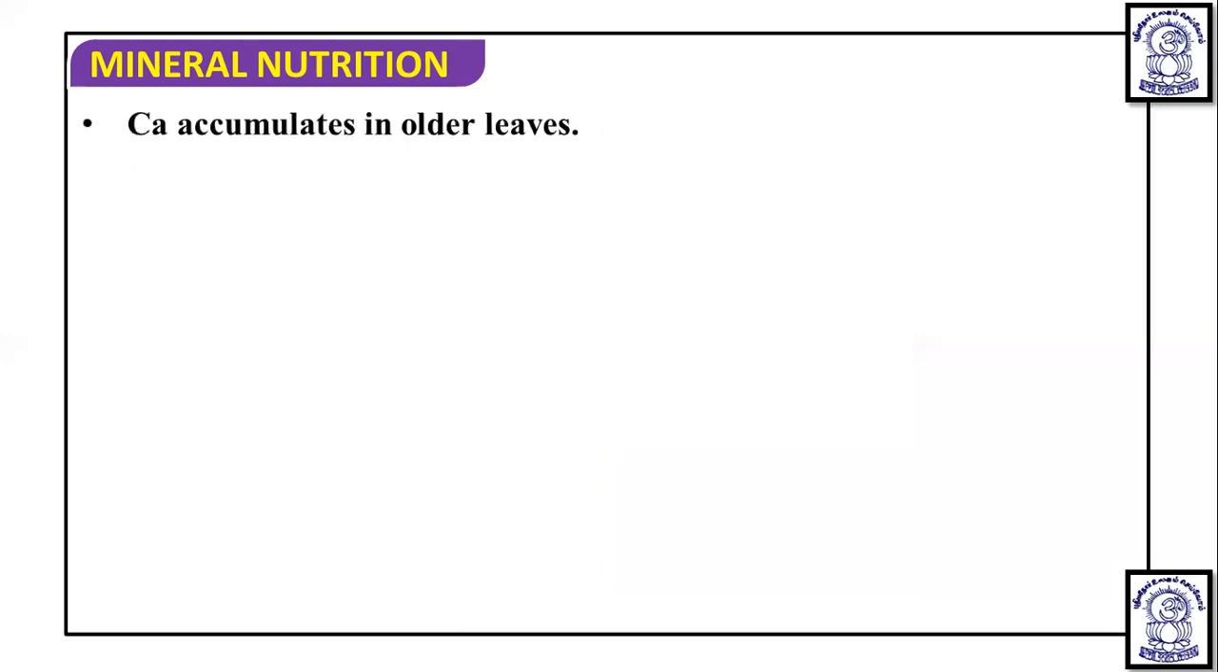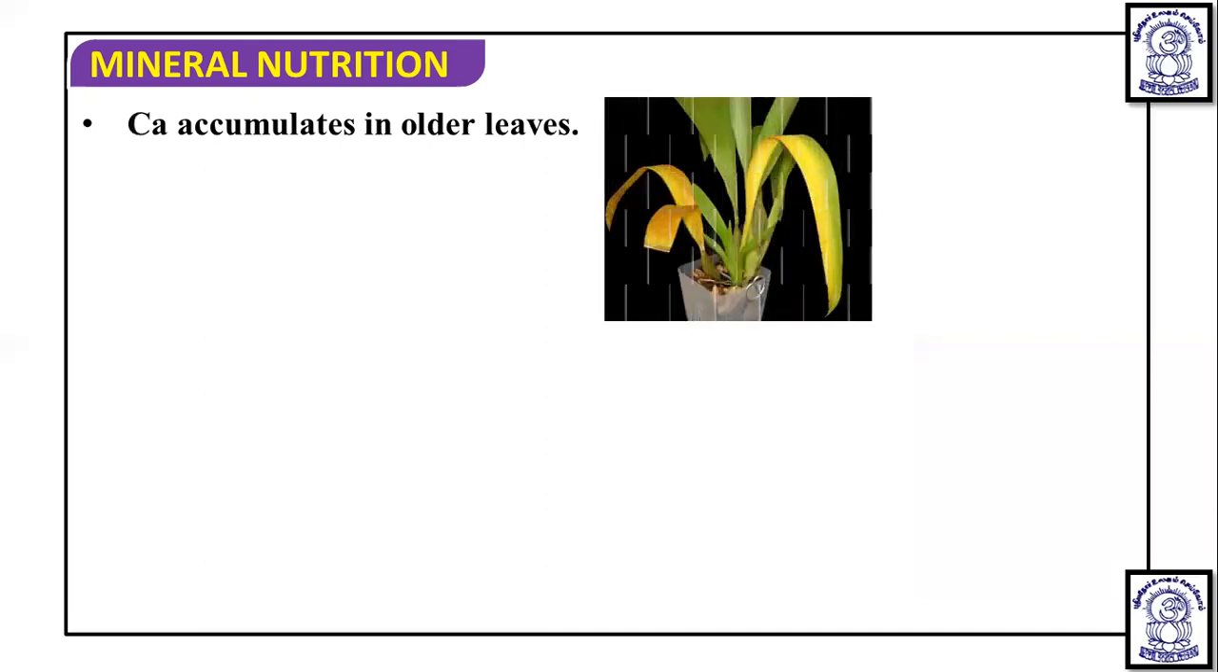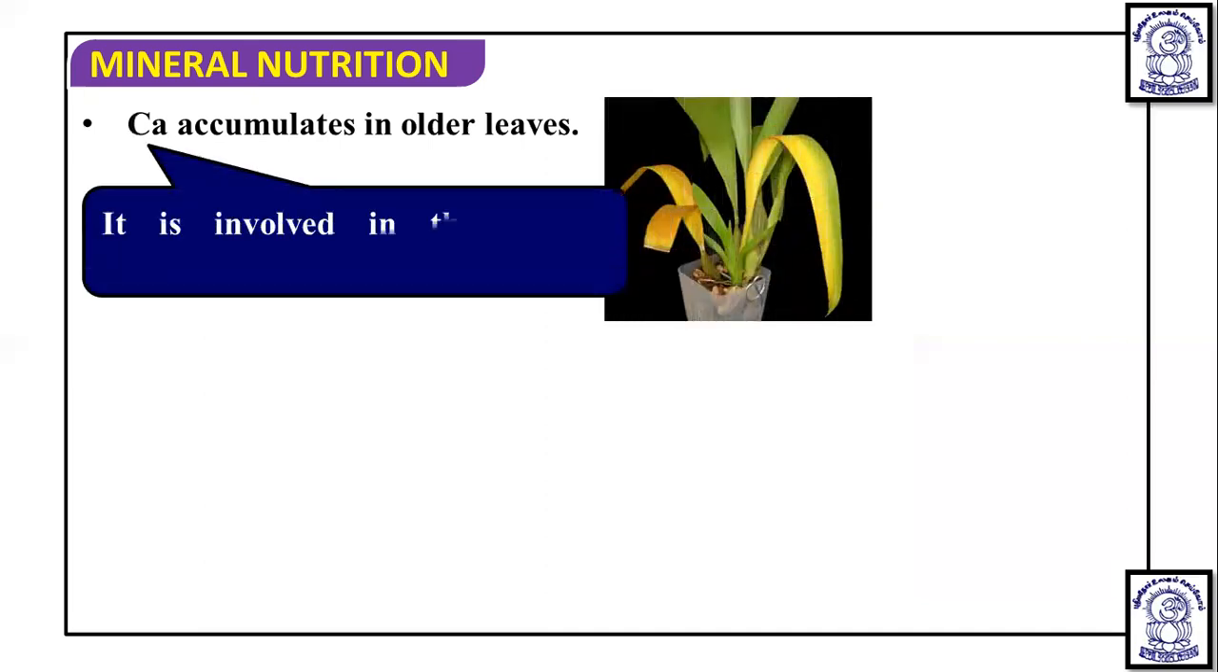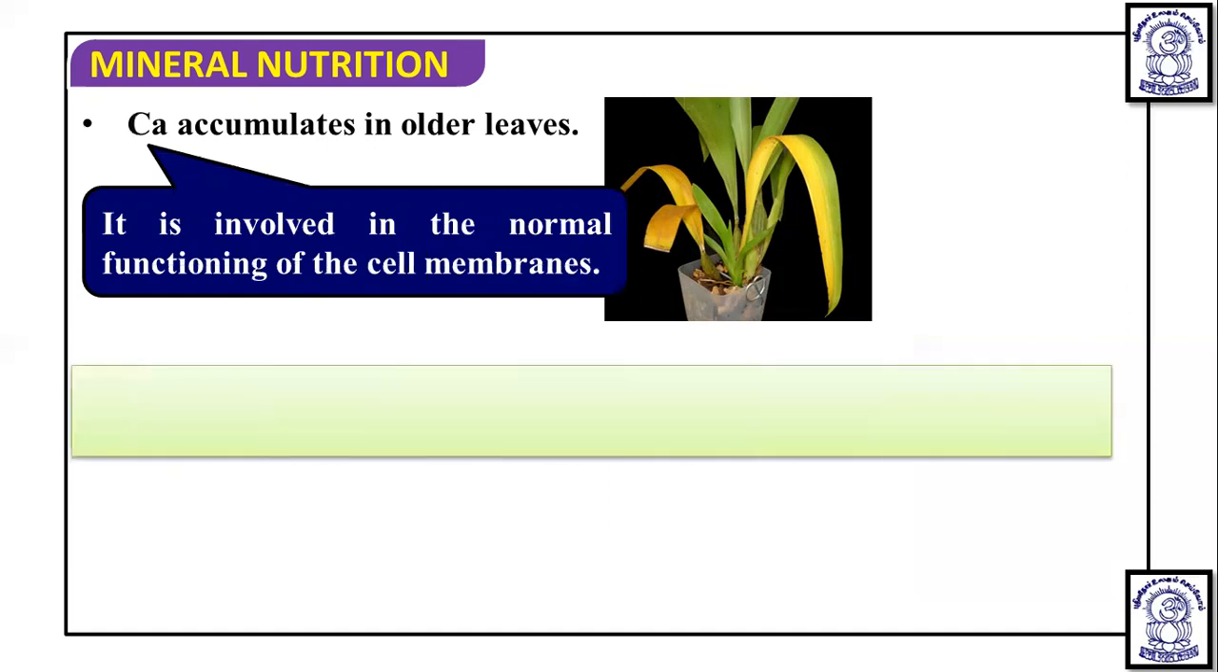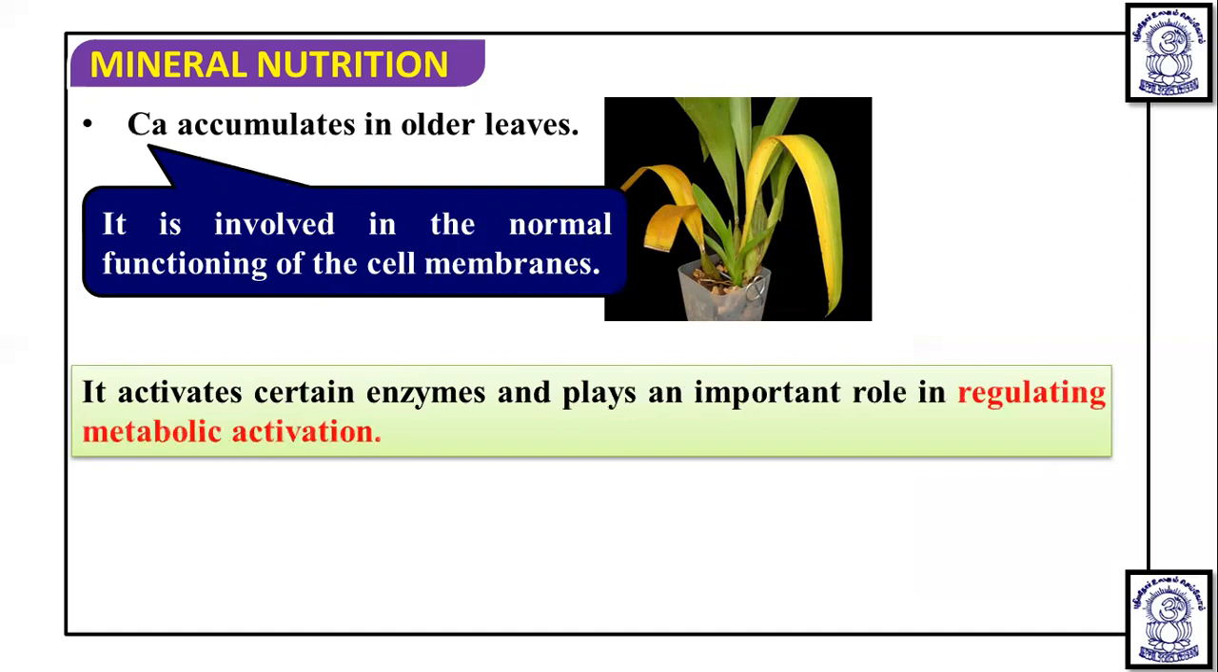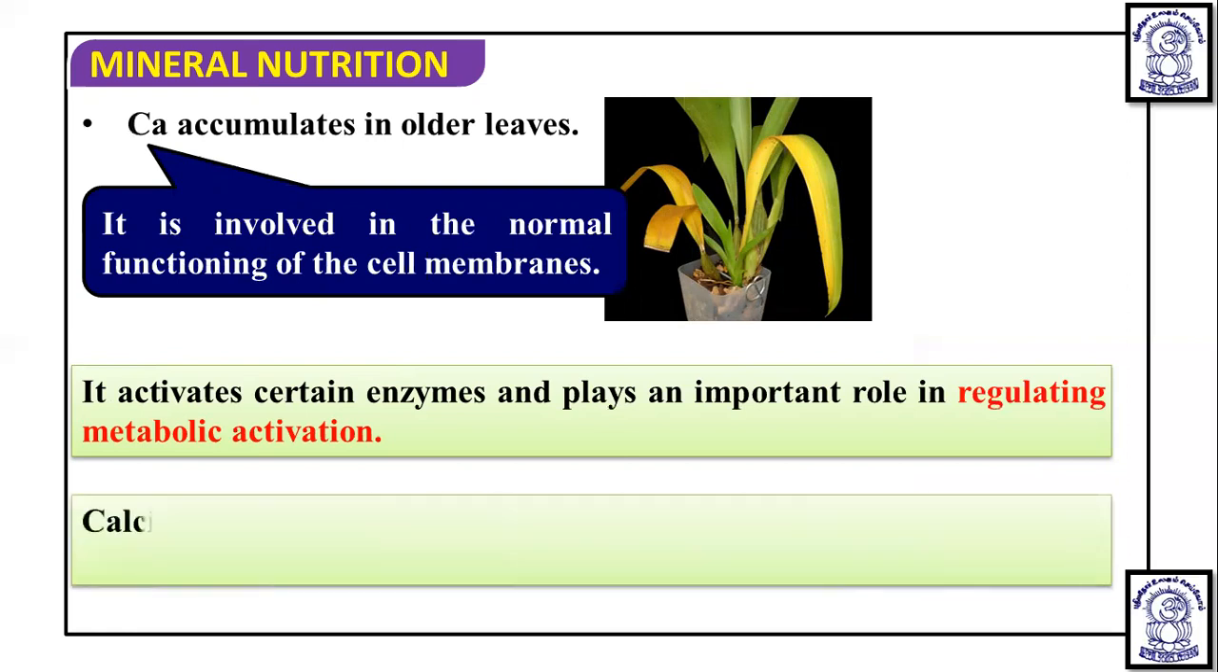Calcium accumulates in older leaves. It is also known that calcium accumulation occurs in the older leaves, and it is involved in the normal functioning of the cell membrane. It activates certain enzymes and plays an important role in regulating metabolic activation.